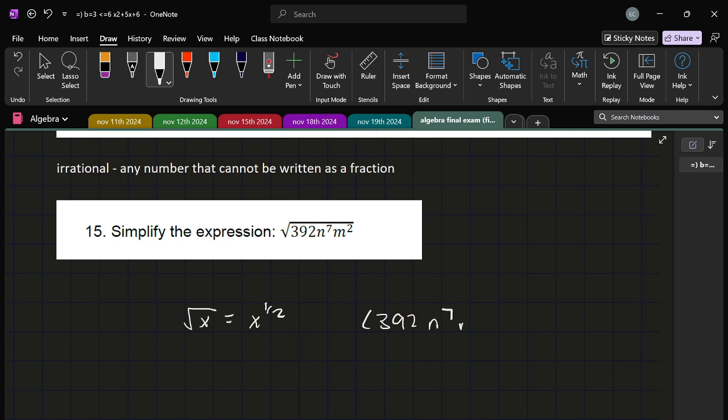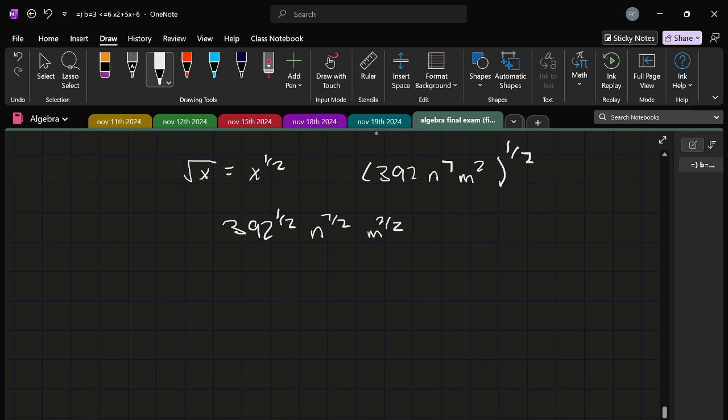So we get 392 and 7 and 2 raised to the 1/2, and that just means you multiply across, so we get 392 raised to the 1/2, n to the 7 over 2, because you multiply when you're doing an exponent times an exponent, and then m is 2 over 2. Any whole numbers here you pull out, and then any numbers that stay with a half will stay inside the square root.